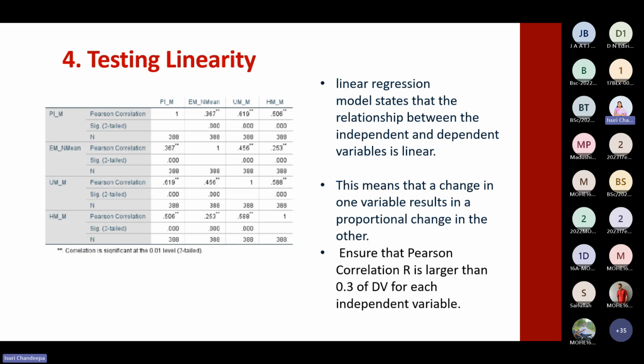Now we are moving towards our regression analysis, right? So that means the changes in one variable result in proportionate changes in the other. How can we test the linearity? The Pearson correlation R should be larger than 0.3 between the DV and each independent variable. That means the Pearson correlation should be larger than 0.3. Then the variables are identified as linear with the independent variable.